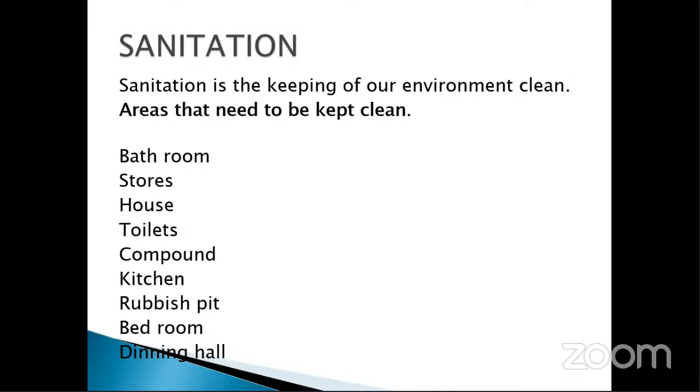Before we move further to look at how we can keep the bathroom clean, how we can keep the store clean, you will tell me, suppose they tell you to clean that store, how are you going to clean it? If they tell you clean the compound, how are you going to clean the compound? If they tell you clean the kitchen, how? The bedroom, how? The dining hall, how? The toilets, how are you going to clean the toilets? As simple as that. So let's first have these words spelled.